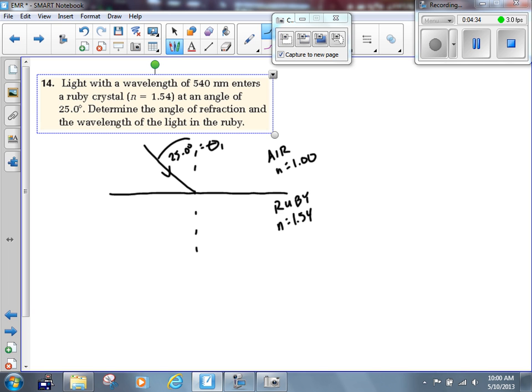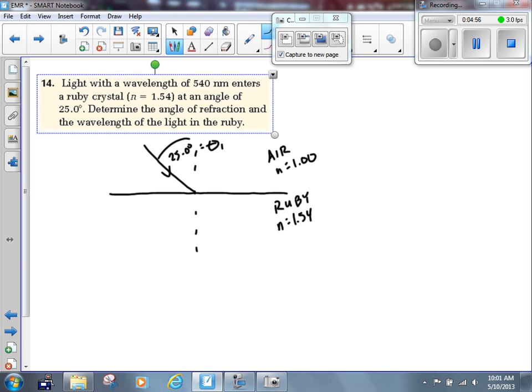Going from air to ruby, you don't even need the indices of refraction here. You know what's going to happen to it, right? When it goes into ruby from air, it's going to slow down. It has to, because it travels as fast as it possibly can in air, almost, other than a vacuum. So it's got to slow down. But we also know because the index of refraction is getting bigger, the speed is getting smaller.